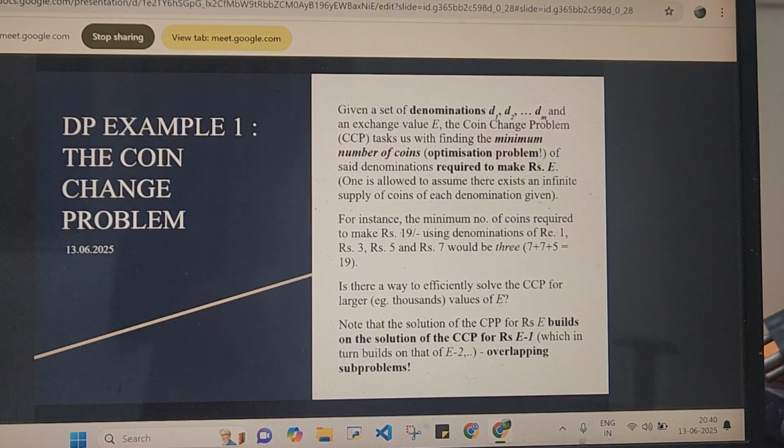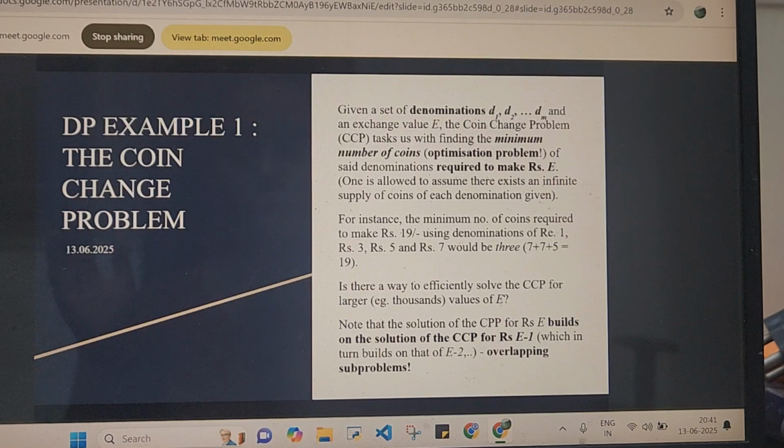I used the word minimum, so you already know it's an optimization problem, and also it's easy to see that the solution to this problem for rupees 19 in some way depends on the solution for rupees 18, which again depends on the solution for rupees 17 and so on. And when I say depends on, I'd like to clarify one thing. I'm not saying the solution for coin change problem with these denominations with 19 is simply an extension of the solution for 18. It's not like you solve the problem for 18 rupees and then you just add a 1 rupee coin. That may or may not be the case depending on your exchange value and depending on your denominations allowed. But in some way it depends.